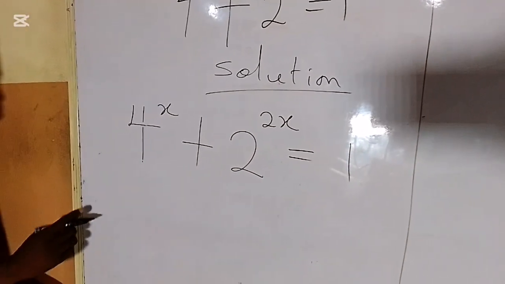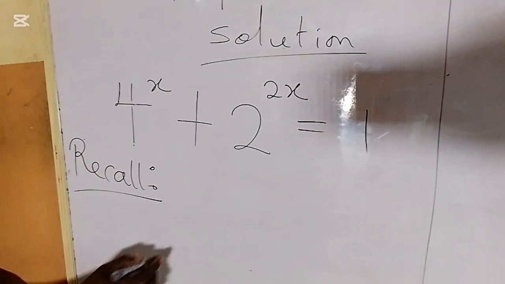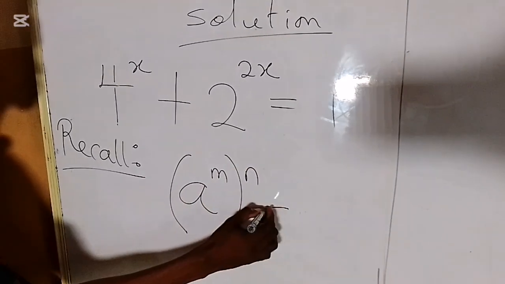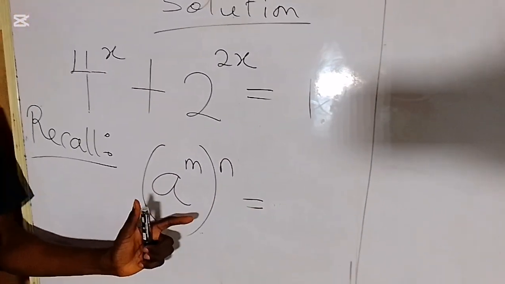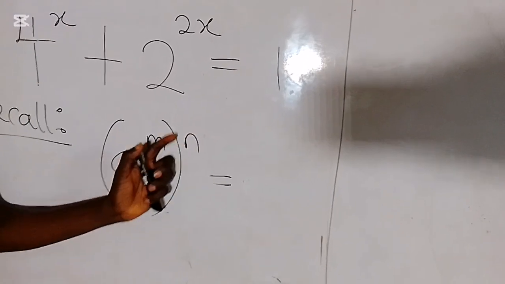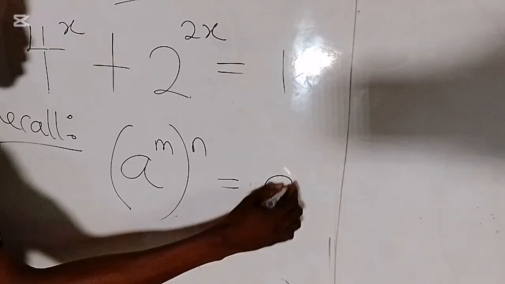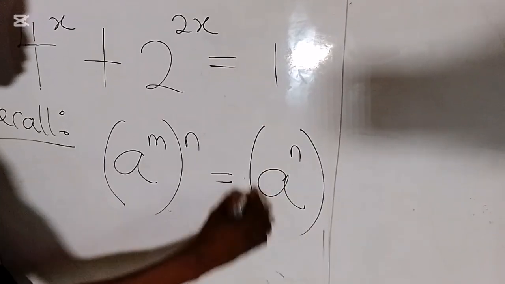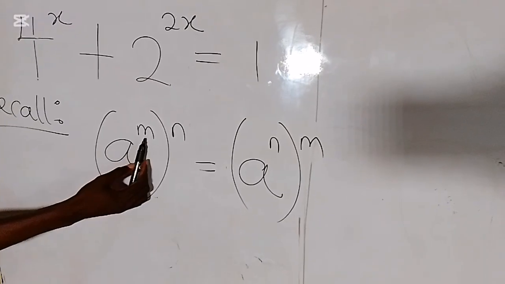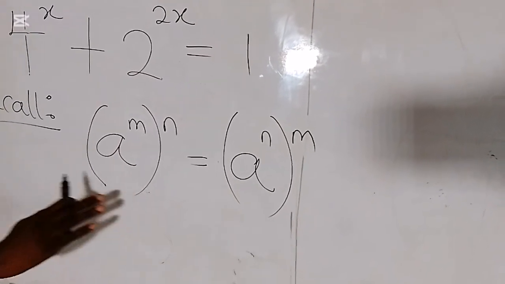Now, let me show you something. From the law of indices, I want you to recall that when you have something like this, you are allowed to bring the power outside in and the one inside out. So I can have a raised to the power m, then raised to the power n. So the power inside can go out and the power outside can come inside. So this is actually correct.